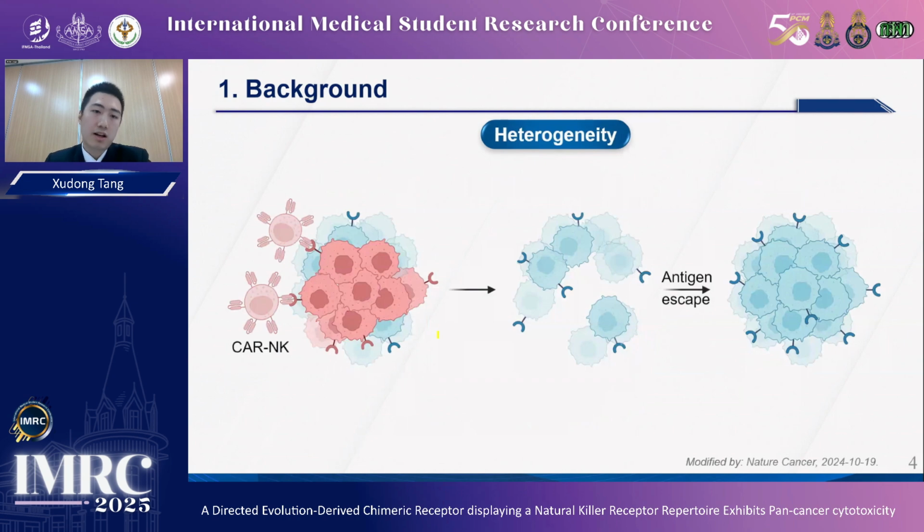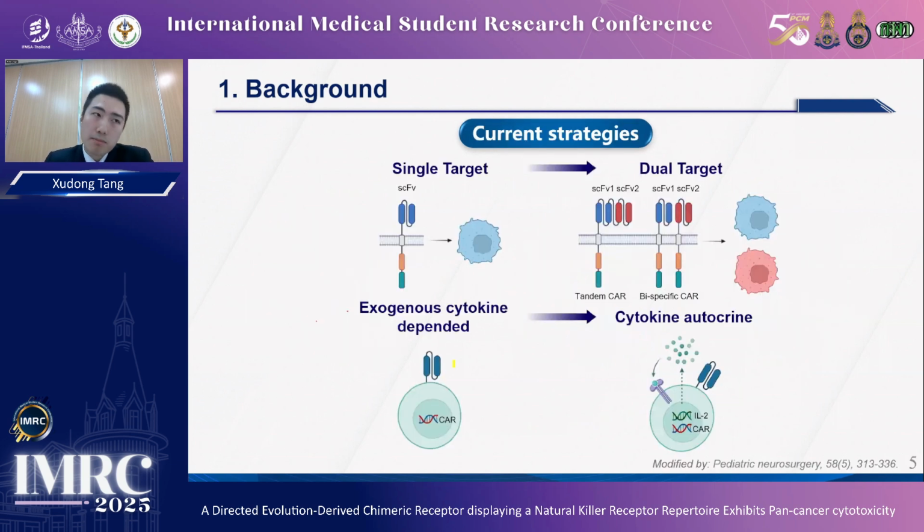Next, heterogeneity. When single-targeted CAR-NK cells are used to treat tumors, after they kill one specific type of tumor cells, other tumor cells may still proliferate, probably leading to tumor recurrence. To overcome those obstacles, dual-target CAR-NK cells and cytokine autocrine cells have been engineered. However, these strategies impose a burden on cells' protein synthesis, and thus new strategies are urgently needed.